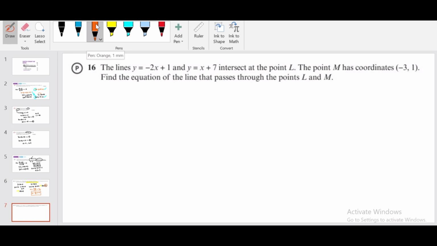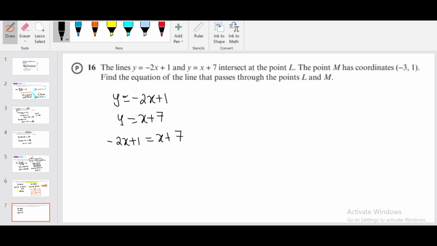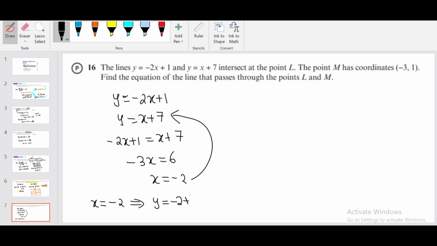16. You have 2 straight lines, they intersect at point L. So you need to solve the simultaneous equations. Y is equal to minus 2x plus 1. Y is equal to x plus 7. You can just use your calculator or equate them. Minus 2x plus 1 is x plus 7. Bring the x this side, 1 to the other side. X is negative 2. When you sub in here, when x is negative 2, y is negative 2 plus 7, which is 5. So the point L is negative 2, 5.